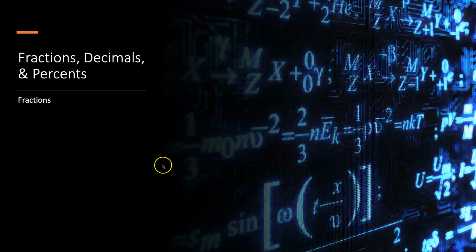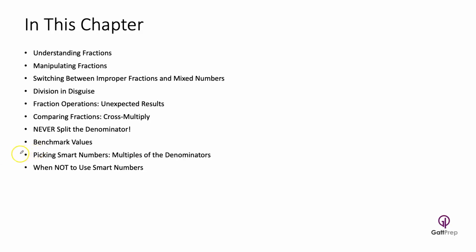Today, we will look at fractions under a brand new series called Fractions, Decimals, and Percents. In this chapter, we will look at understanding fractions, manipulating fractions, switching between improper fractions and mixed numbers, division in disguise, fraction operations, comparing fractions, and instances when never to split the denominator, benchmark values, when to pick smart numbers, and when not to use smart numbers.